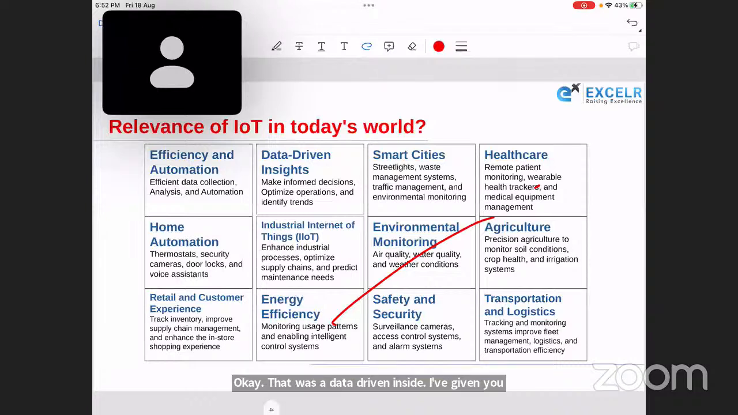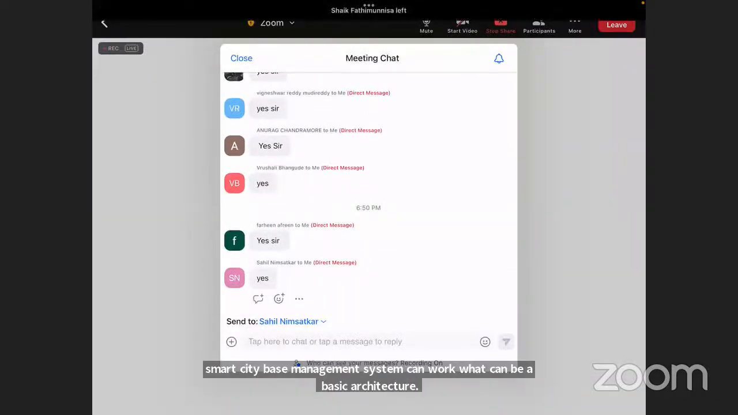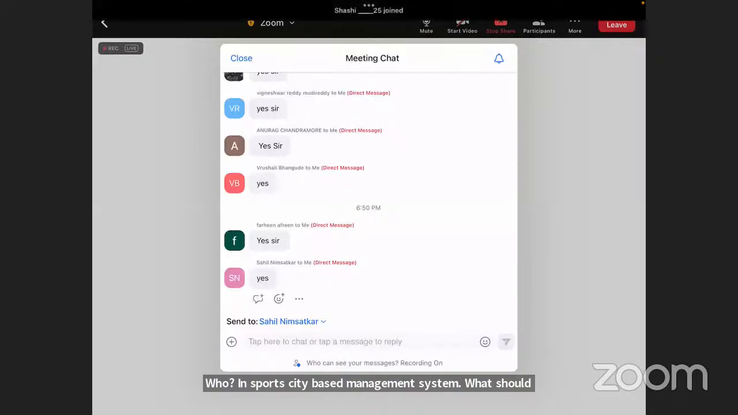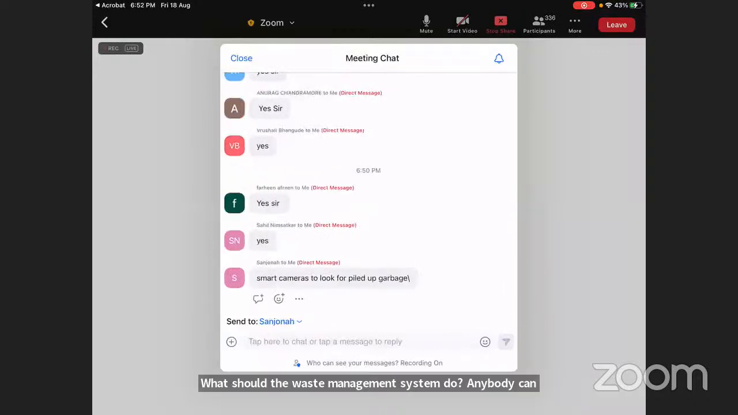I have given you 2 examples here. Okay, smart city. Street lights, I've already told you. Waste management system. Can anybody tell me how a waste management system in a smart city can work? What can be a basic architecture? A one-liner by anyone? Smart city waste management system. What should it do? Anybody can message? A smart waste management system.